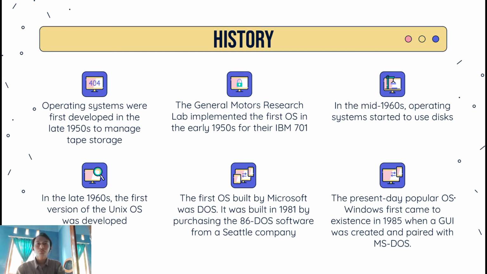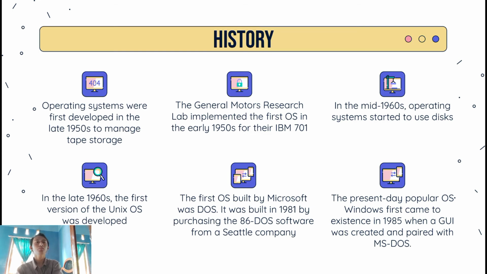The second one, the General Motors Research Lab implemented the first OS in the early 1960s for the IBM 701. IBM 701 is actually the first commercial scientific computer. It's big, actually. It's not like 1 meter, it's big.